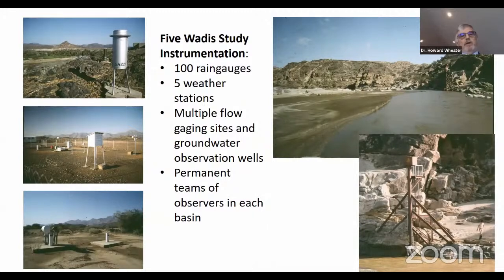So a few important points about this study. First of all, we had 100 rain gauges spread over these basins. Each basin had a very detailed weather station, as you can see in the second picture. There were many flow stations and groundwater observation wells. And the picture on the right is an interesting one, because you'll see that there's a float recorder located at a very great height above the bed.